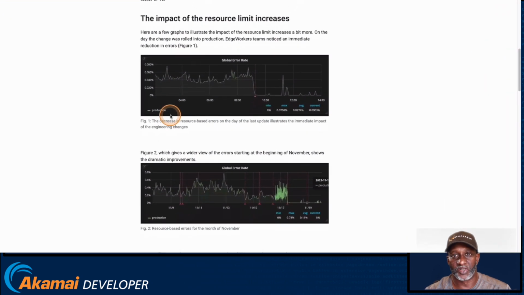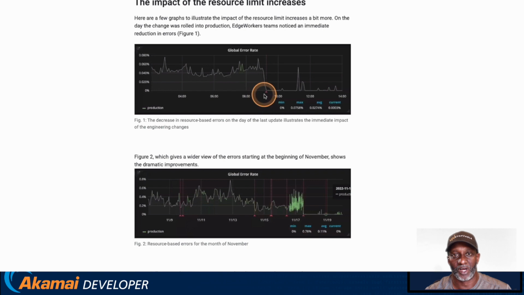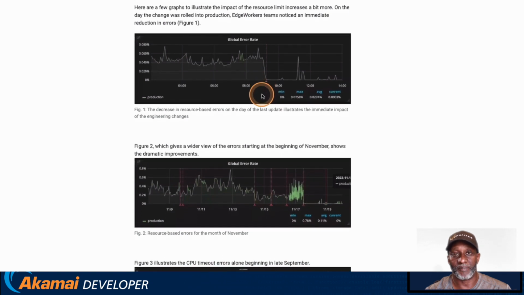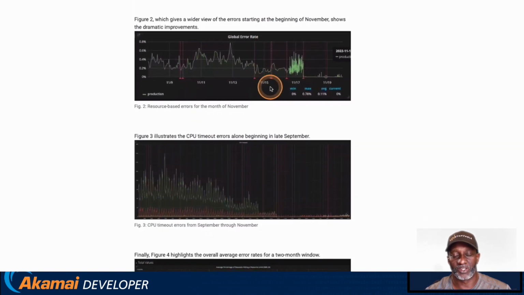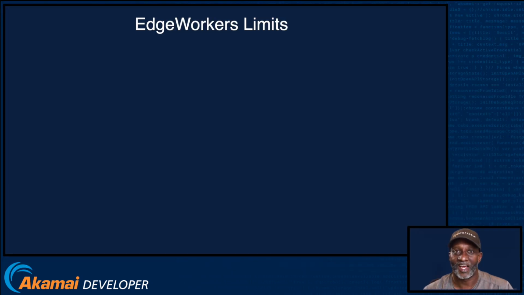As we go down here to some graphic results, note the decrease in resource-based errors on the day that the rollout of the new limits took place. You can see a drastic drop in the error rate based on the increased limits. This is a 10x reduction compared to historical averages. Now let's dive into the world of performance profiling.